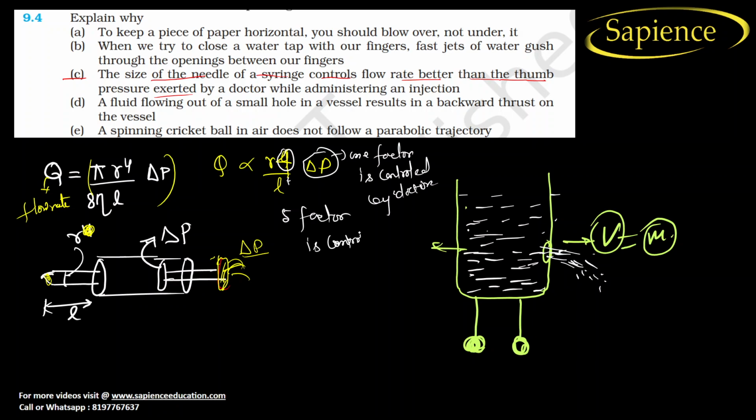So if we apply a pressure, most of the factors are controlled by the needle, and only a few factors are controlled by the thumb. That's why we can say that the size of the needle of the syringe controls the flow rate better than the thumb pressure exerted by a doctor while administering an injection. I hope you have understood this.